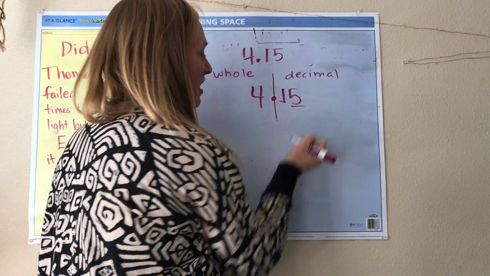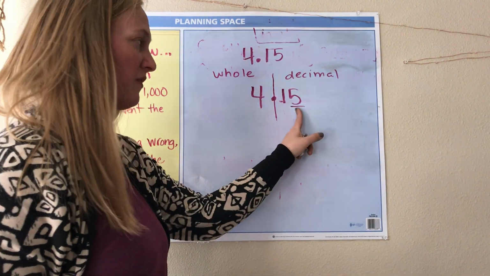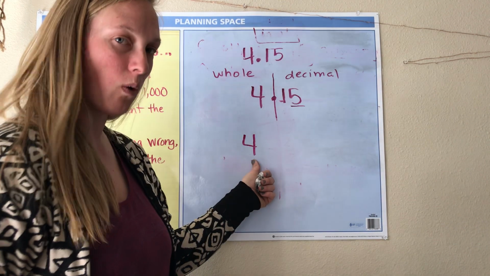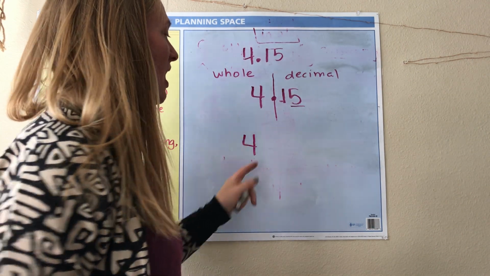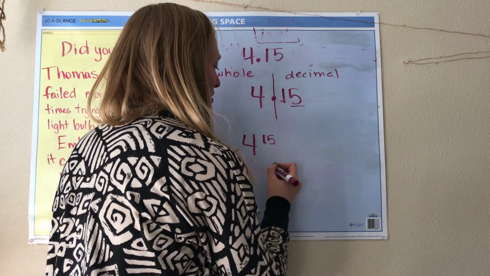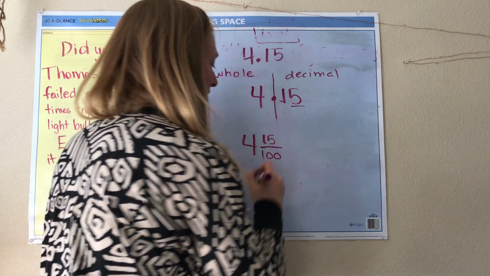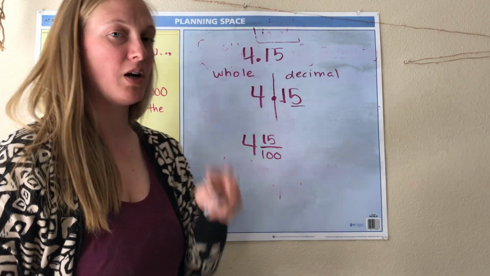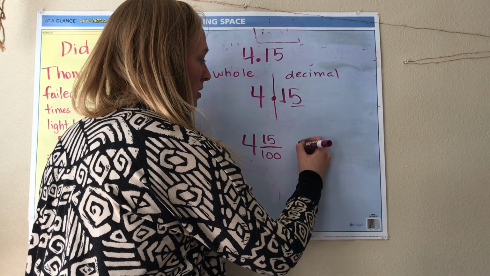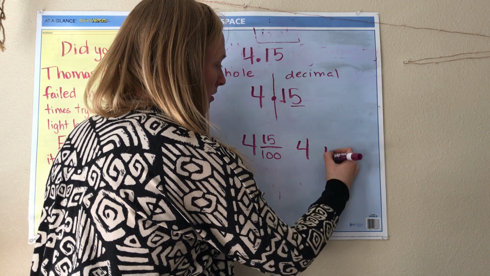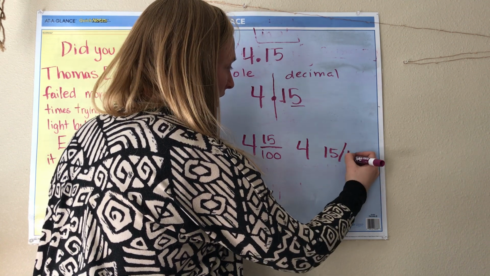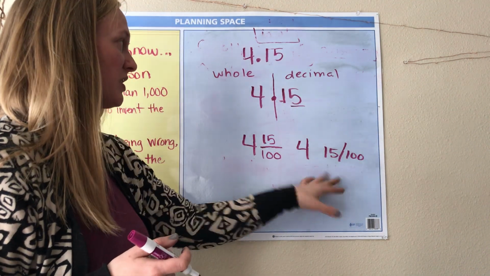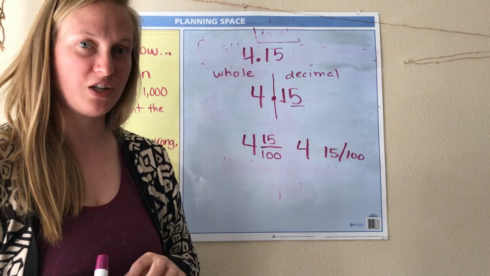15, the 5 is in the hundredths place. That's why I say 15 hundredths. So I would write it as 4 for my whole, 15 hundredths. I would put 15 in my numerator, 100 in my denominator. Okay, this is your answer for question number 3. You might have to do 4 space 15 and then a slash and then 100. Okay, for formatting purposes. Okay, but this is your answer for 4 and 15 hundredths.